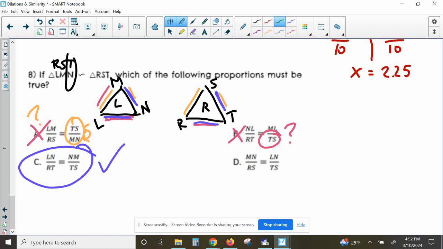Let's check the last one just for the heck of it. MN, that's this piece right here. RS. We have a problem already, don't we? These two do not correspond to each other, so we are not good, even just with this very first half of our proportion.